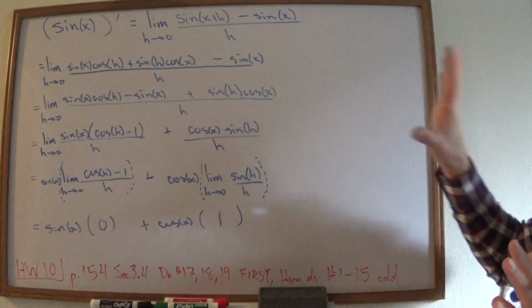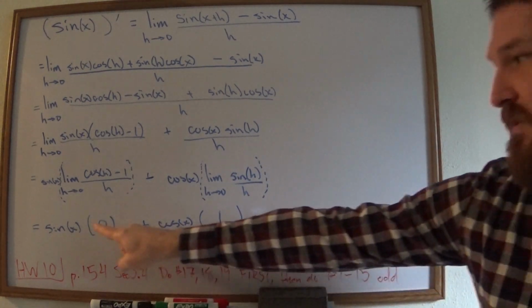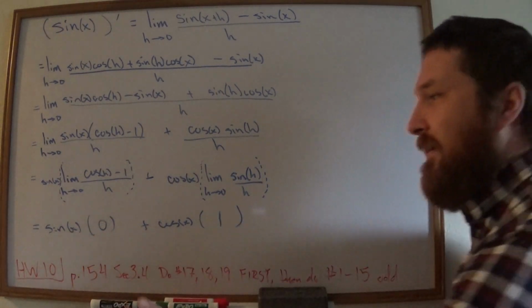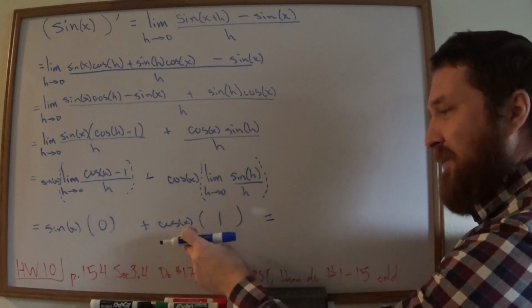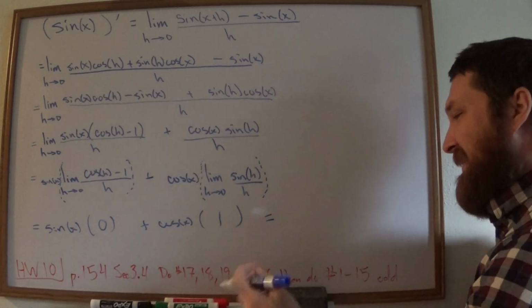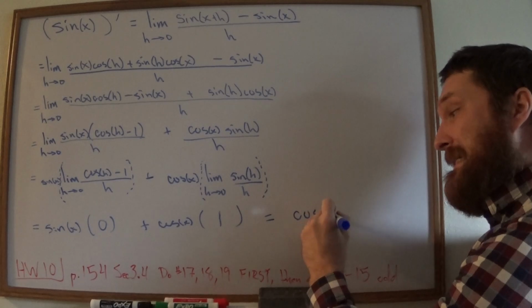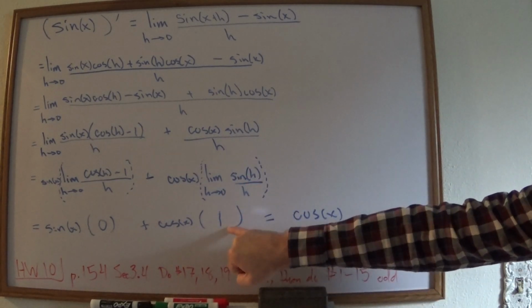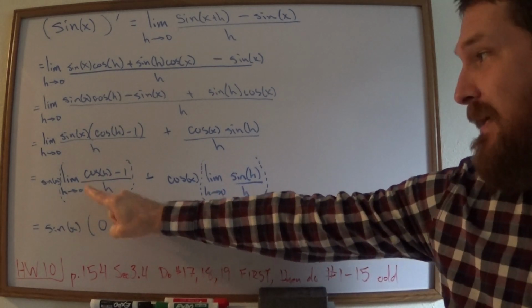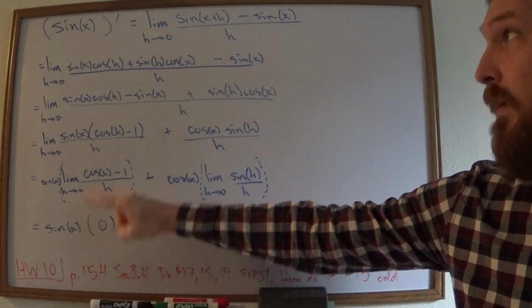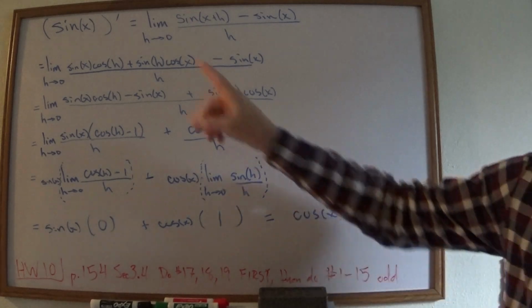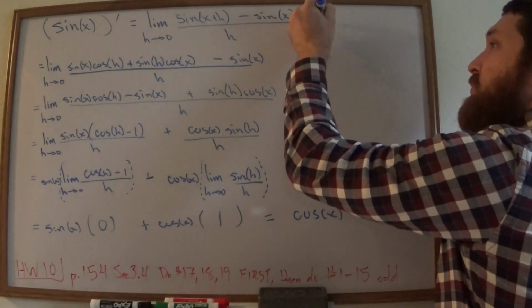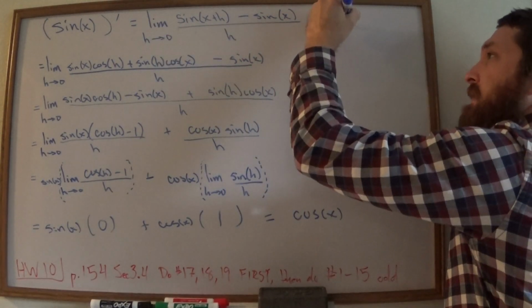So, as far as I'm concerned right now, sine x times 0 is what? 0. And cosine x times 1 is what? Cosine x. And so, indeed, it all hinges on this. If this limit does indeed go to 1, and this limit does indeed go to 0, then, as we expected from the beginning, this should equal cosine x.